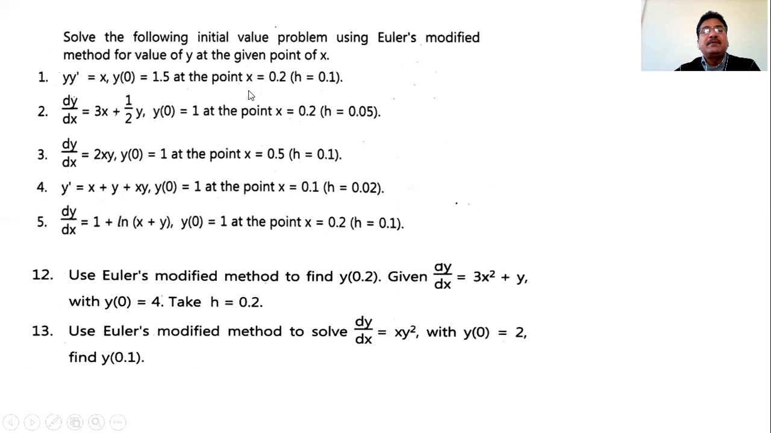Then find y1,1, y1,2, and then find y2 by using the same Euler's method. y2 means the value at 0.2, say it is y2,0, and then find y2,1, y2,2, y2,3, and so on. Okay. So we will see the last method, the Runge-Kutta method, in the next lecture.